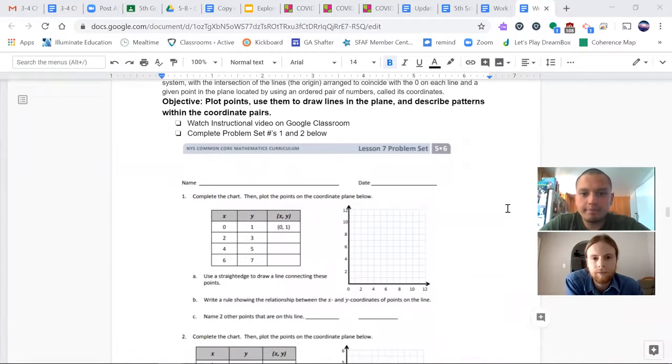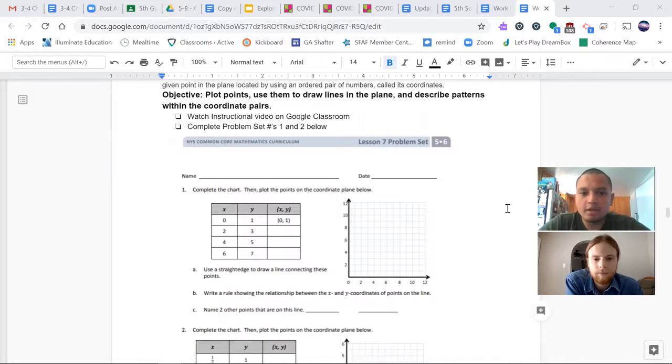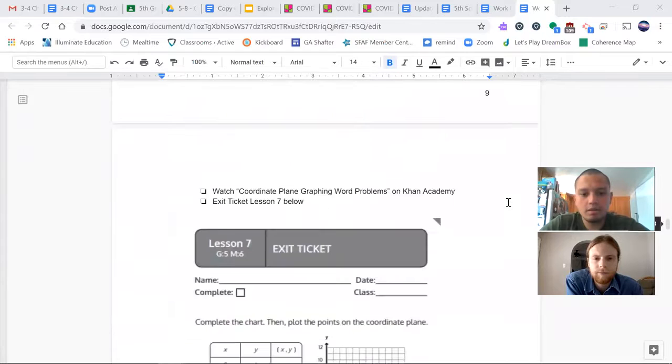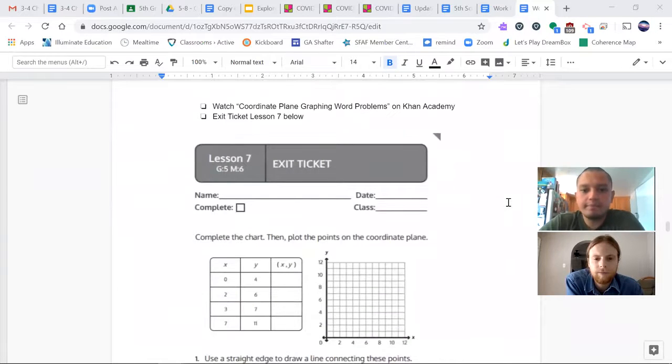So here's Monday. Kids will be drawing lines and plotting points, and they're going to be asked to describe the patterns of the coordinate pairs. And here's an exit ticket.